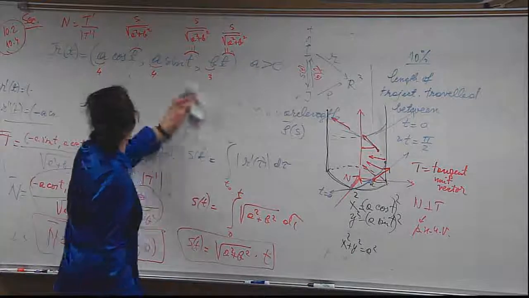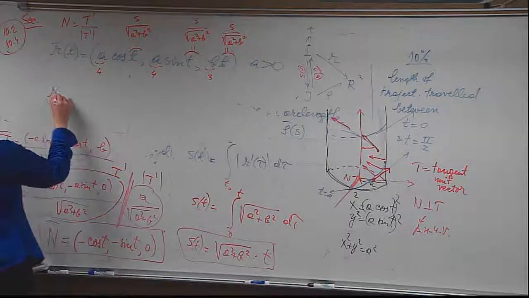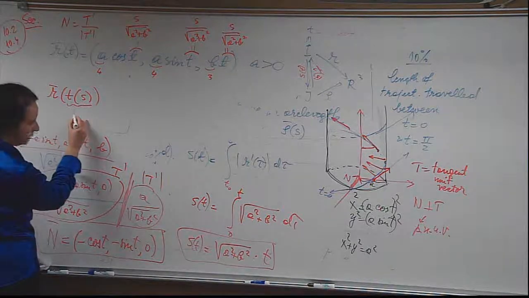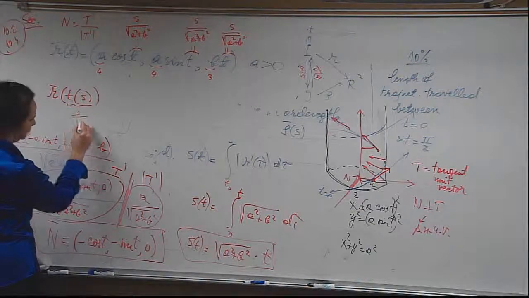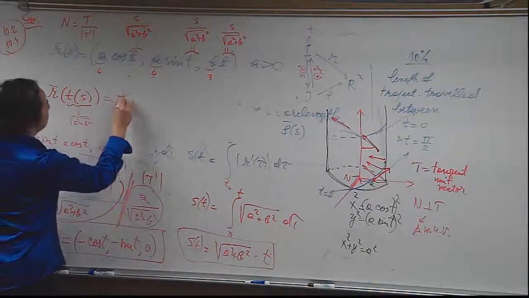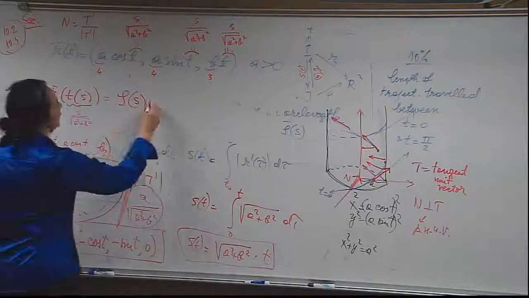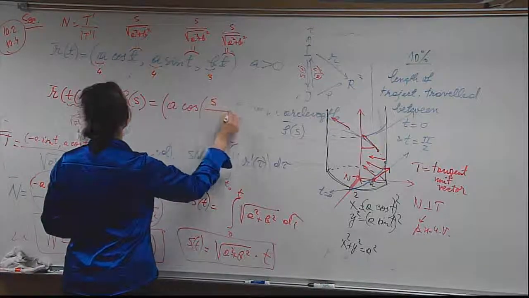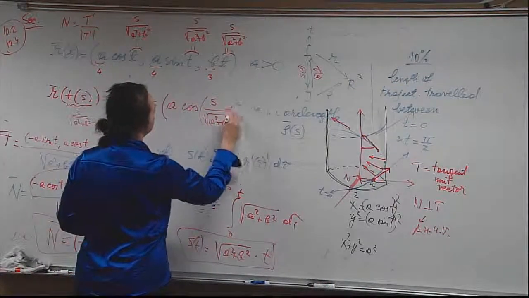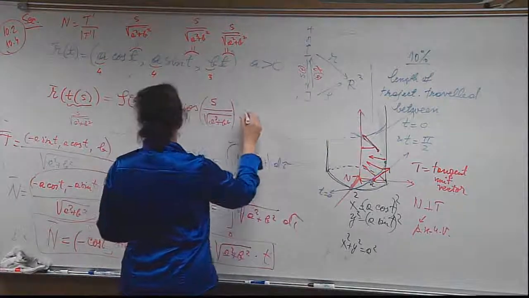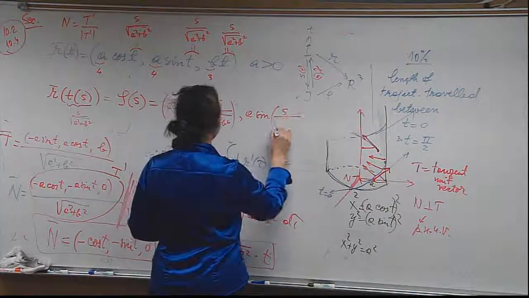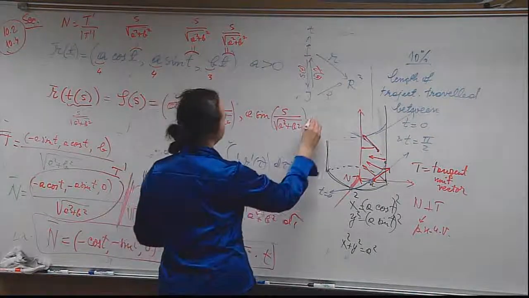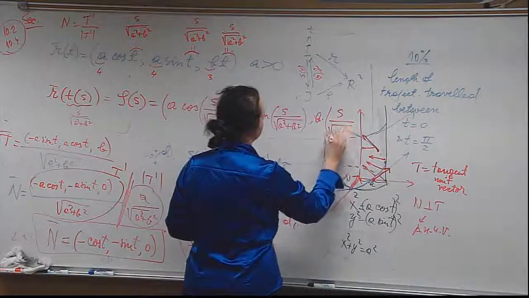So, how do I rewrite the whole thing? R of T, which is a function of S. T as a function of S was, again, S over square root of A squared plus B squared, and it will be renamed rho of S. And what is that? That is A cosine of S over square root of A squared plus B squared, comma, A sine of S over square root of A squared plus B squared, and B times S over square root of A squared plus B squared.